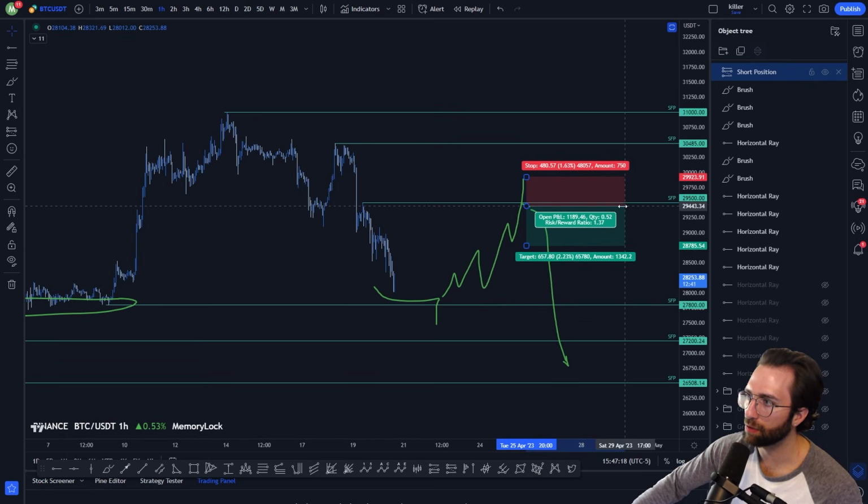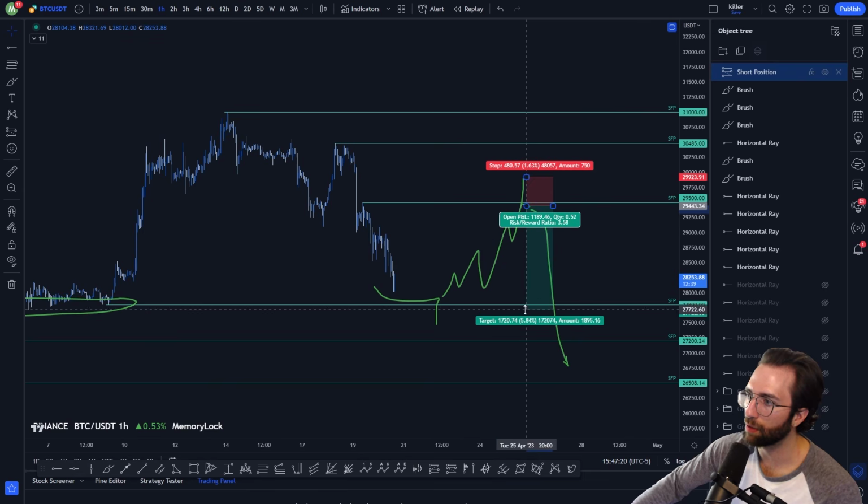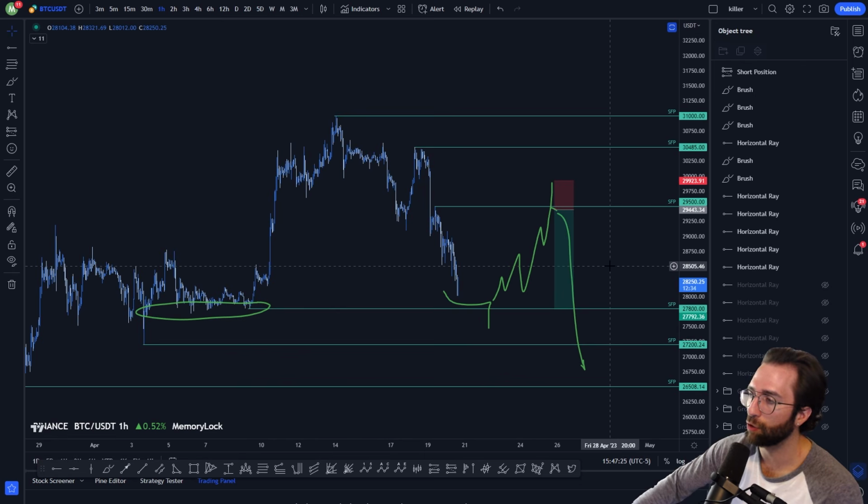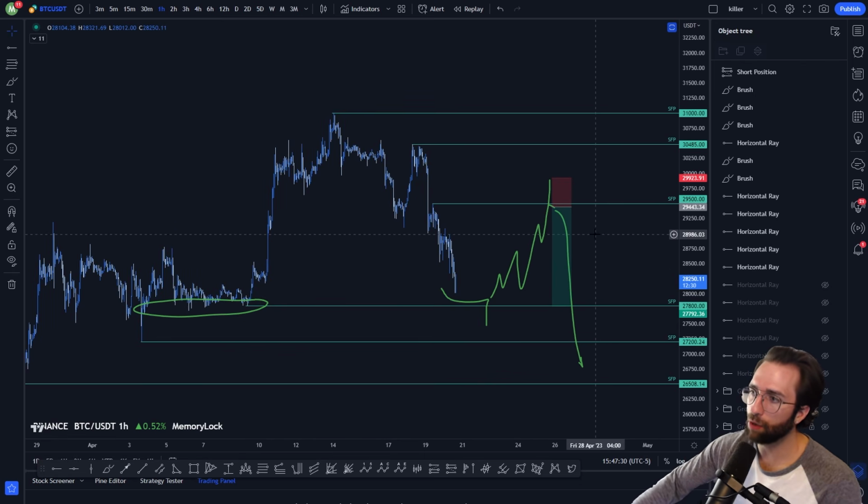You would put your stop loss above the high of the wick there, and then you would go ahead and trade it, using technical analysis to determine wherever your target may be. So we'll go ahead and leave it at that.